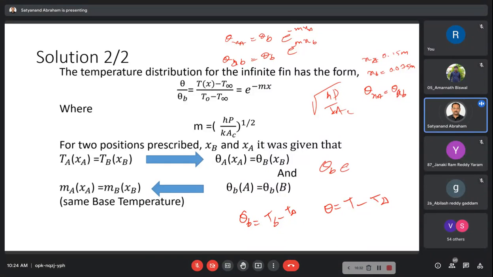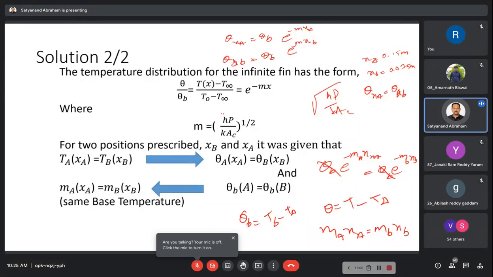Theta b into e raised to minus ma xa is equal to theta b into e raised to minus mb xb. So we can cancel off theta b, and therefore we can write ma xa is equal to mb xb. In this, the only unknown is going to be the conductivity of material b.